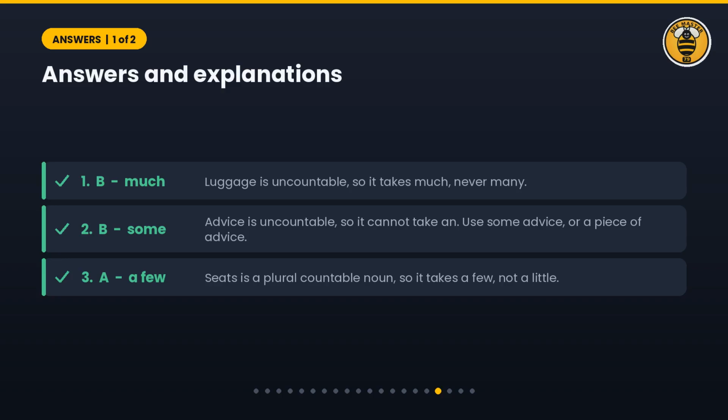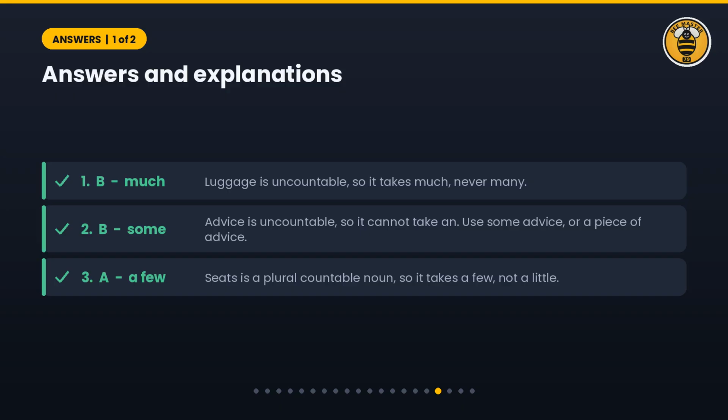Let us check. Question 1. The answer is B, much. Luggage is uncountable, so it takes much, never many. Question 2. The answer is B, some. Advice is uncountable, so it cannot take an. You say some advice, or a piece of advice.